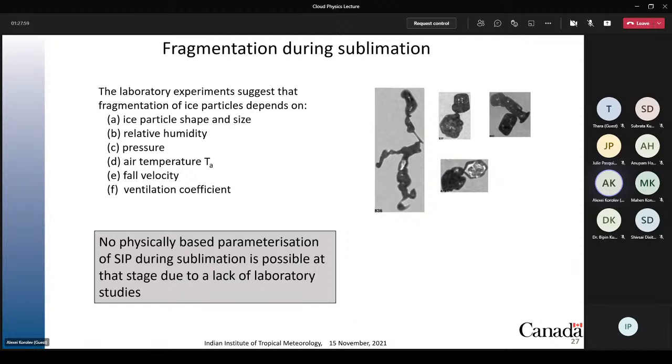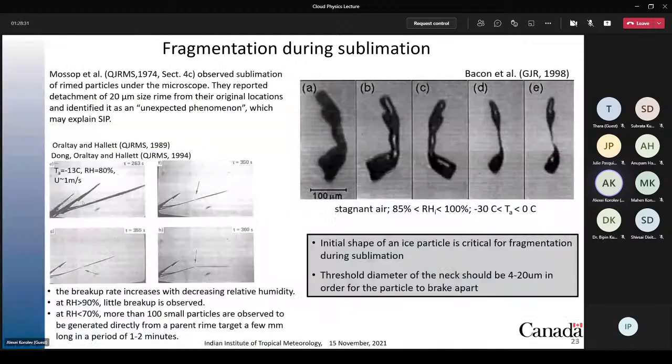So what do we learn so far? We learned that particle shape is significant. Relative humidity, of course, determines the rate of secondary ice production due to this mechanism. Air temperature is important, as are fall velocity and ventilation coefficient, but there is some discrepancy between the results. We have to say that, for example, these are artificially grown ice particles, which are quite different from those which can be observed in real clouds, and it's a kind of shaved ice.